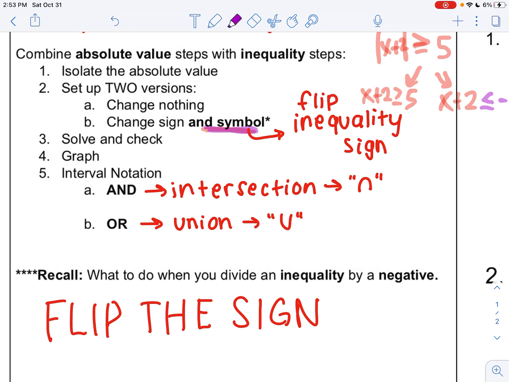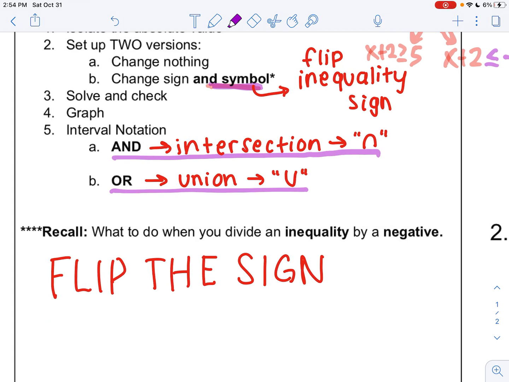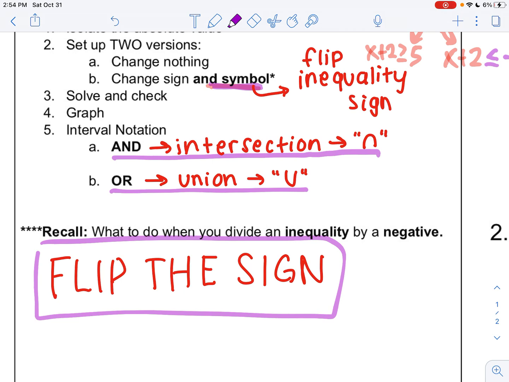Number 3 says solve and check. 4 is graph, 5 is interval notation. With and, it's called an intersection. And with or, it's a union. Okay, and this is the symbol we use for and, this is the symbol we use for or, and I'm going to explain that. We actually don't need to use this symbol in our interval because it all goes together, but we're going to be using this union symbol, and I'm going to explain that to you when we do an example. So recall what to do when you divide an inequality by a negative. You're going to flip that sign. Okay, so that's just a reminder.